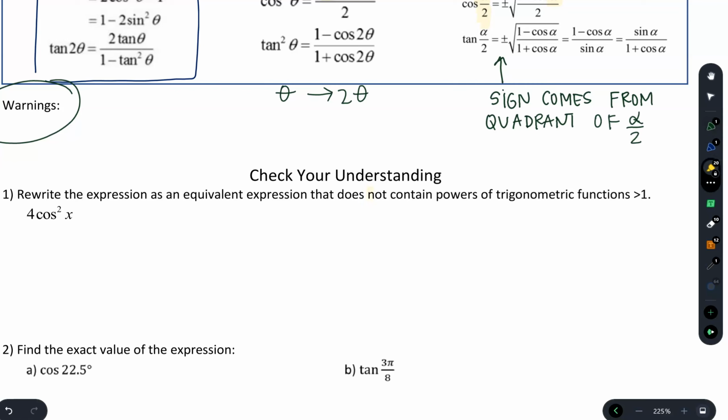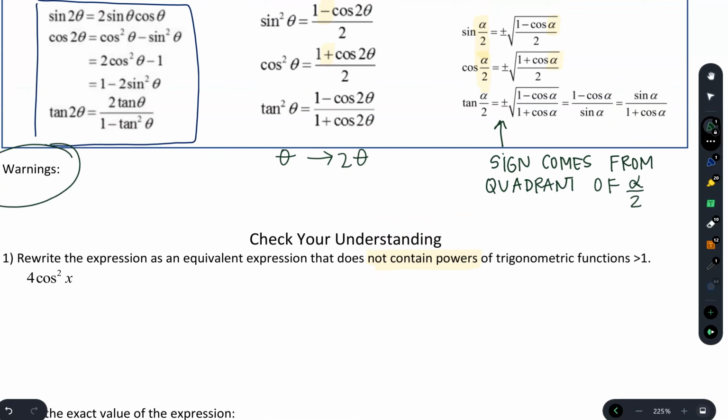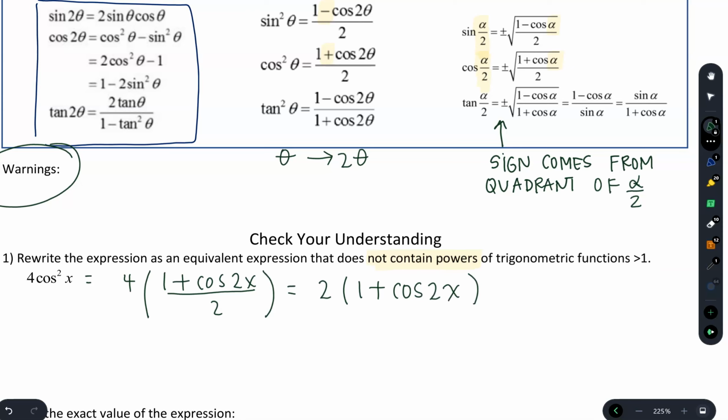Okay, so this one I do not want powers on my trig function. Okay, and I want my powers to be less than 1 basically. Okay, so this is cosine squared 2x, so I'm going to use the power reducing formula here. So I'm going to end up with 4 times 1 plus cosine of 2x all over 2. So that simplifies, so that's going to be 2 times 1 plus cosine of 2x. And then we could go one more step and say 2 plus 2 cosine of 2x, like that.